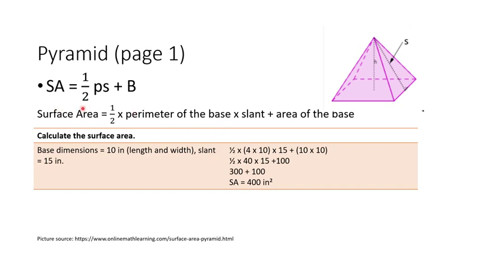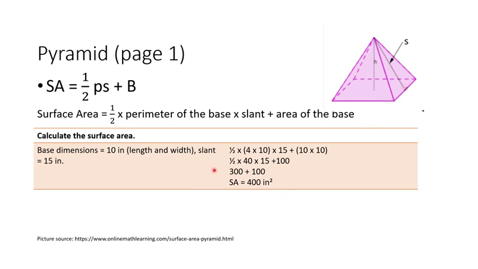So I've got 1/2 times the perimeter. Each side is 10, and I have 4 of them, so 4 times 10, times the slant, which is 15, plus the area of the base. Area of the base is 10 times 10.